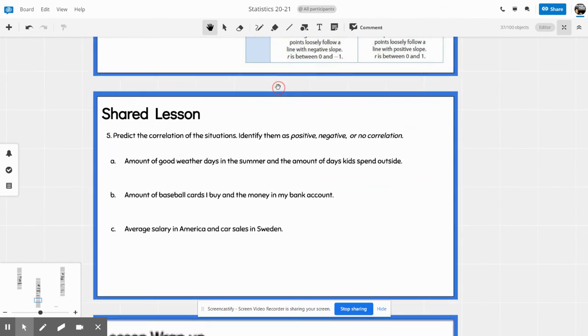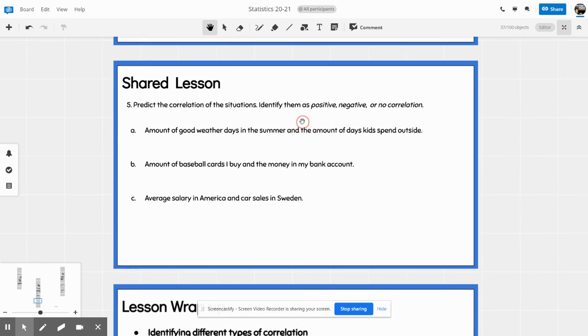The last thing that we are going to do for our shared lesson is to predict the correlation of the situations. We're going to identify them as positive, negative, or none. And then we will also talk about their correlation coefficient, if it's going to be closer to 1 or in between 0 and 1. So A, we have the amount of good weather days in the summer and the amount of days kids spend outside. So what do you think?